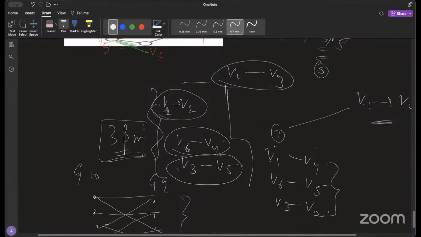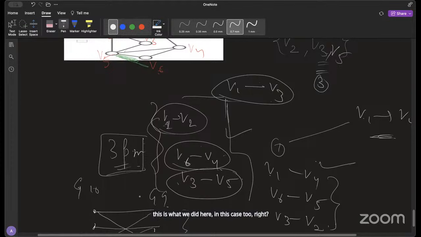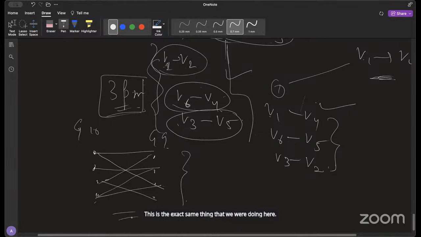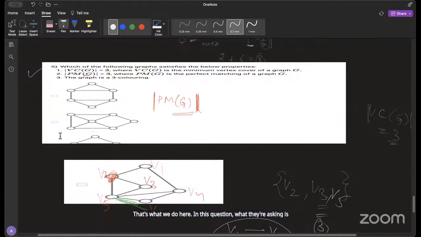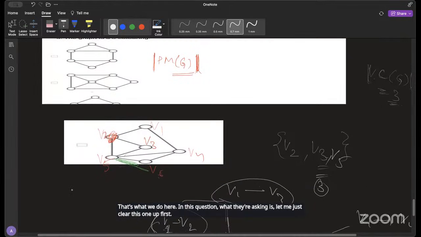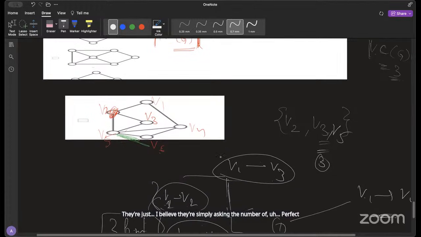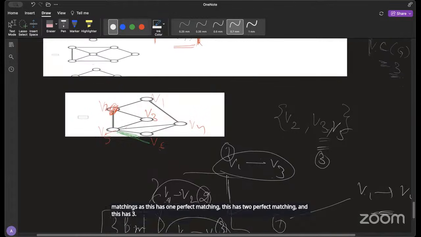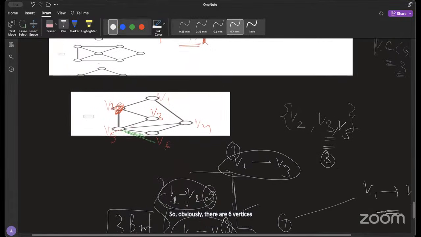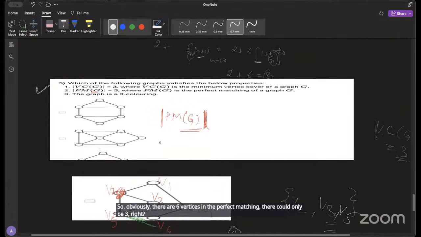This is what we did here in this case too, right? This is exactly the same thing, ma'am, that we were doing here. That's what we do here. In this question, what they're asking is, let me just clear this one up first. I believe they're simply asking the number of perfect matchings, as this is one perfect matching, this is two, and this is three. So obviously there are six vertices, and the perfect matching could only be three, right?